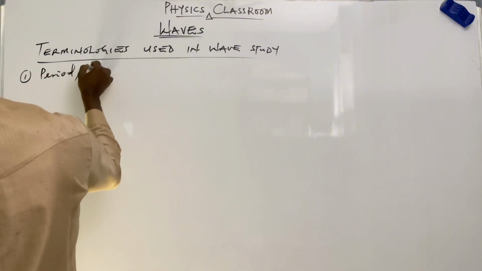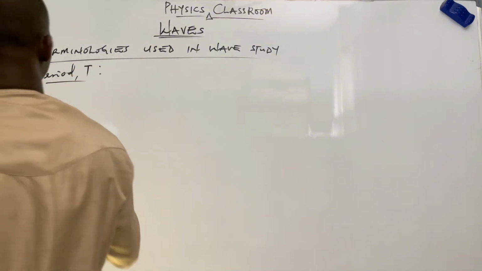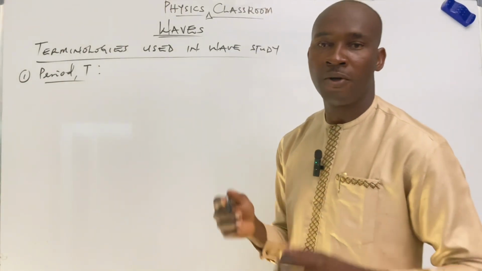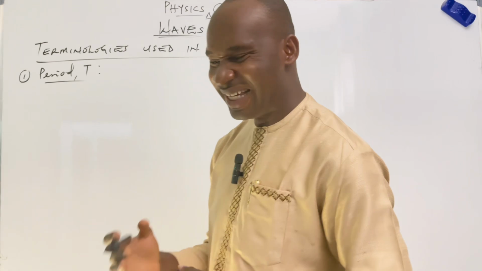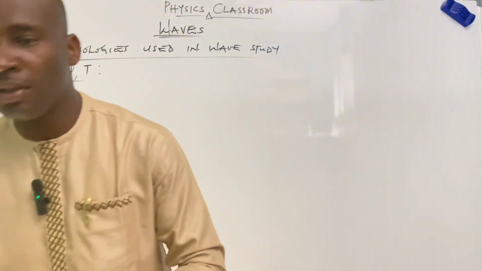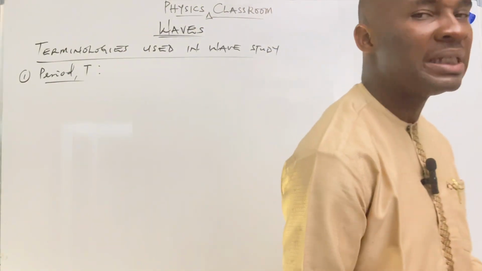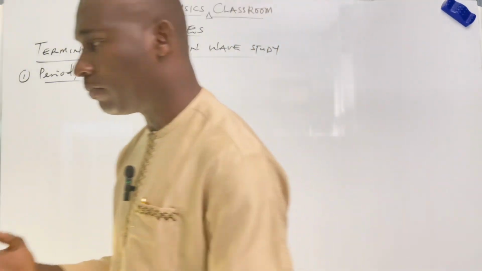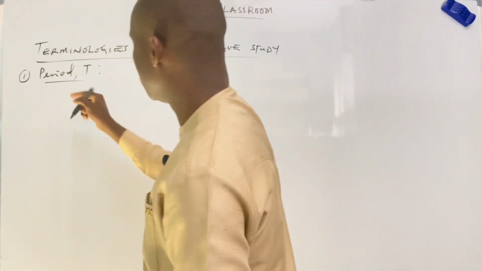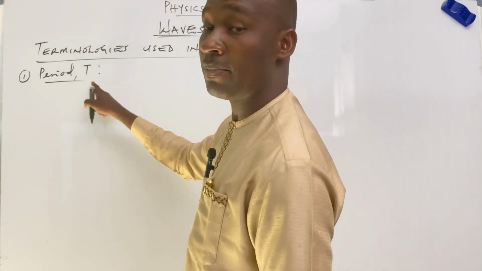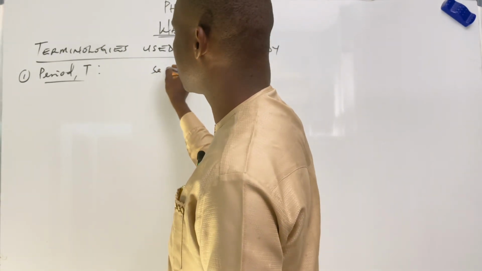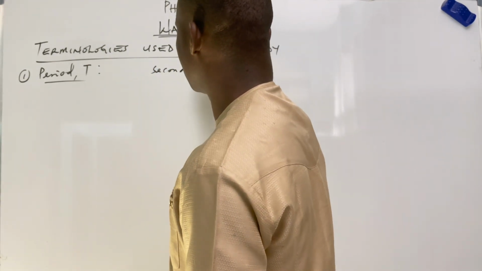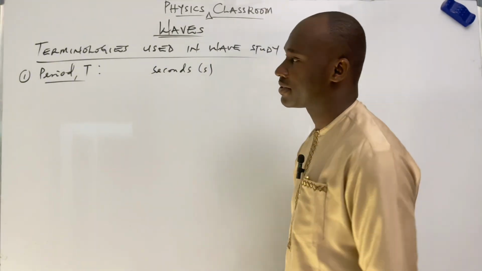Period is denoted by the symbol T. How do we define period? The period of a wave is the time taken for a wave to complete a cycle. The time taken for a wave to complete a cycle or a vibration is what we call the period. And period is measured in seconds. Take notes. The symbol for second is s.